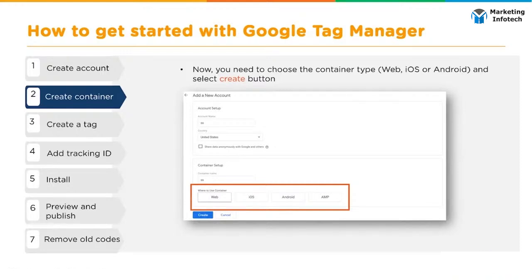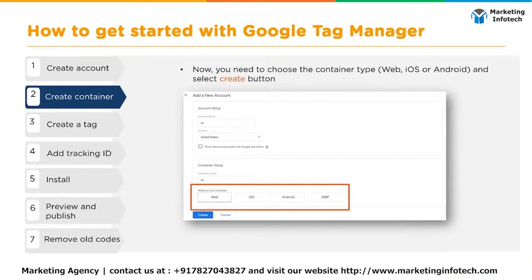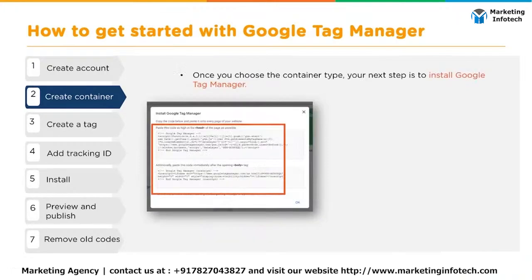So you could set it up for your website, for an app on iOS, or maybe Android, or you can even set it up for AMP, an accelerated mobile page. Most people by default are probably going to set up Tag Manager for their website. And when you actually select website, you're going to get some Google Tag Manager code in return.